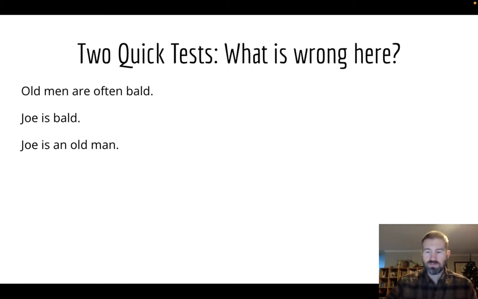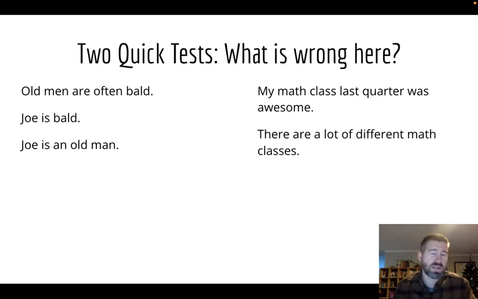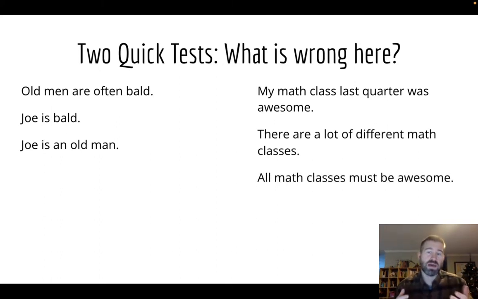A similar one would be, and hopefully you're beginning to think of logical fallacies here, some of the mistakes that people make: my math class last quarter was awesome. There are a lot of different math classes on campus. Therefore, all math classes must be awesome. Now, this is what we begin to see as a logical fallacy, and one we're going to talk about a little bit more. In this case, it is called hasty generalization, or you could think of it as a kind of stereotype.